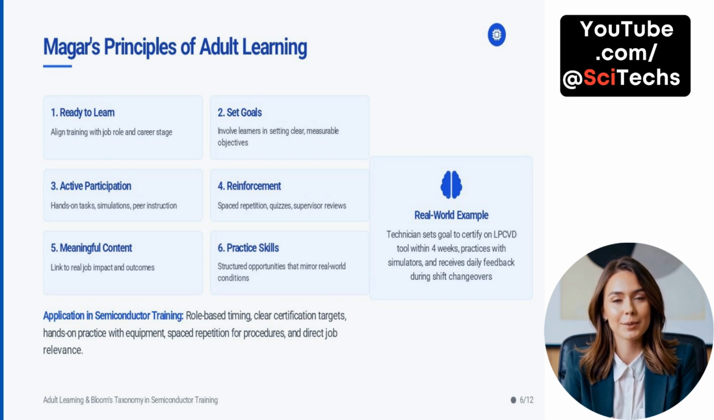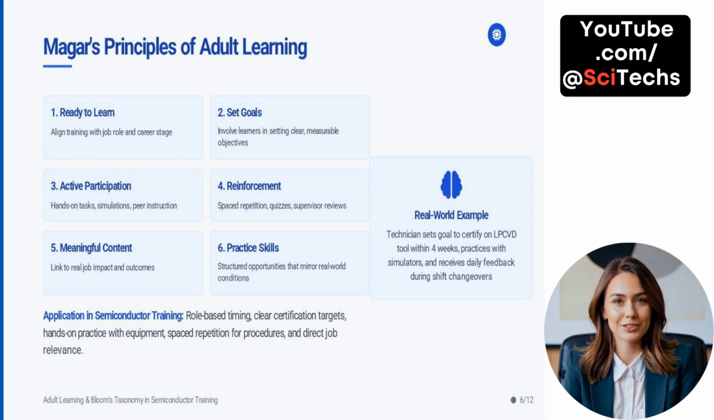Third, active participation is critical. Adults learn better when they engage through simulations, shift handovers, and peer instruction. Fourth is reinforcement. Spaced repetition using daily quizzes or supervisor review sessions boosts retention and confidence. Fifth, meaningful content matters. Trainees need to see how mastering a dry clean protocol reduces contamination and tool downtime. Finally, learners must practice skills. Simulation environments, mock troubleshooting sessions, and in-tool shadowing offer structured, real-world practice.